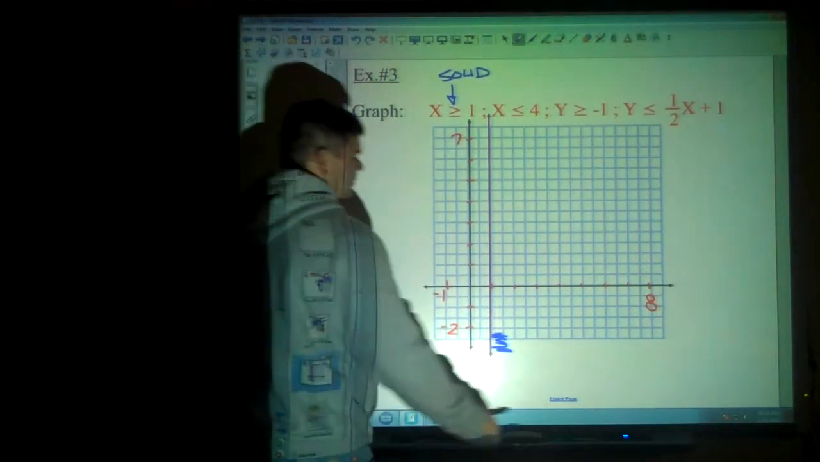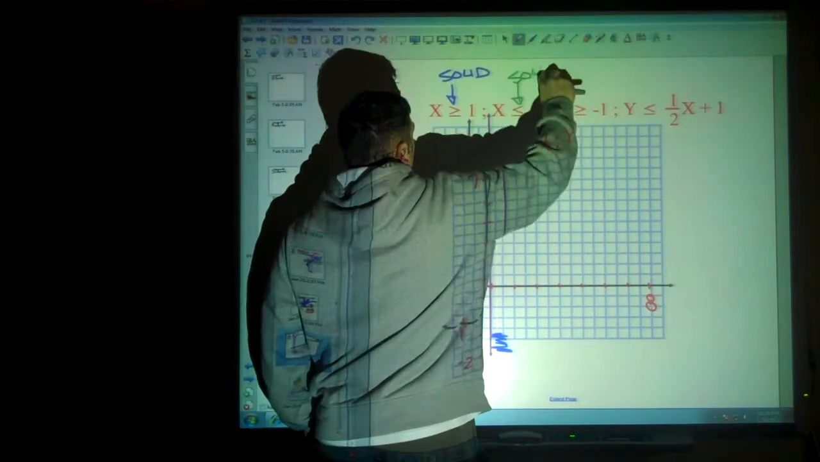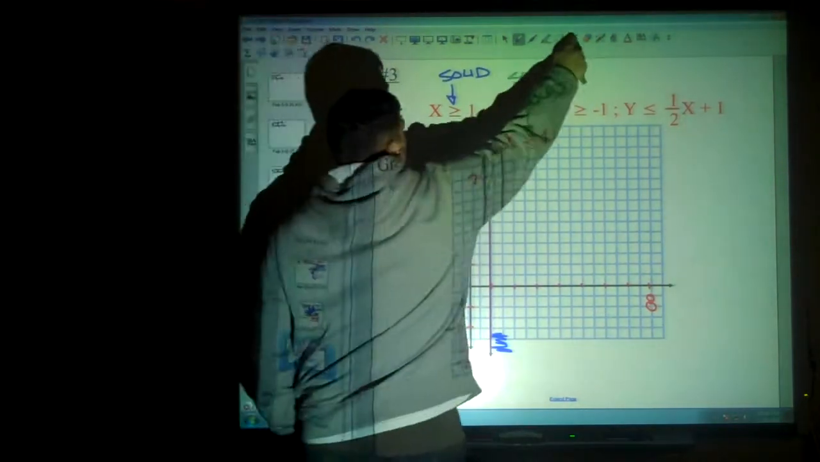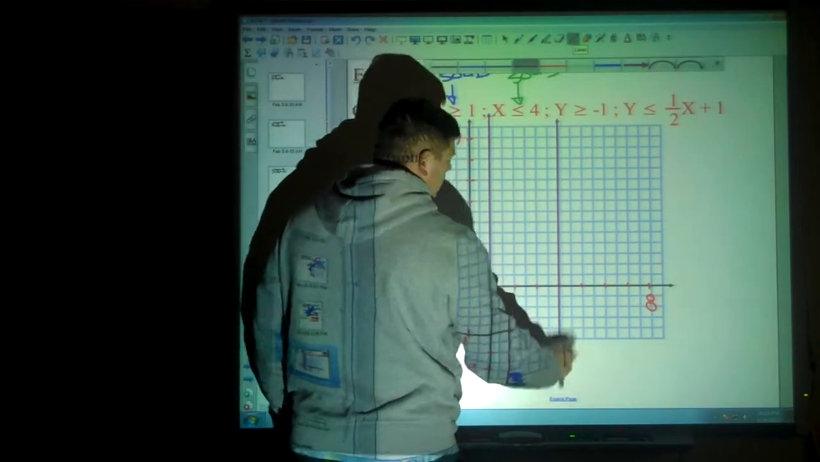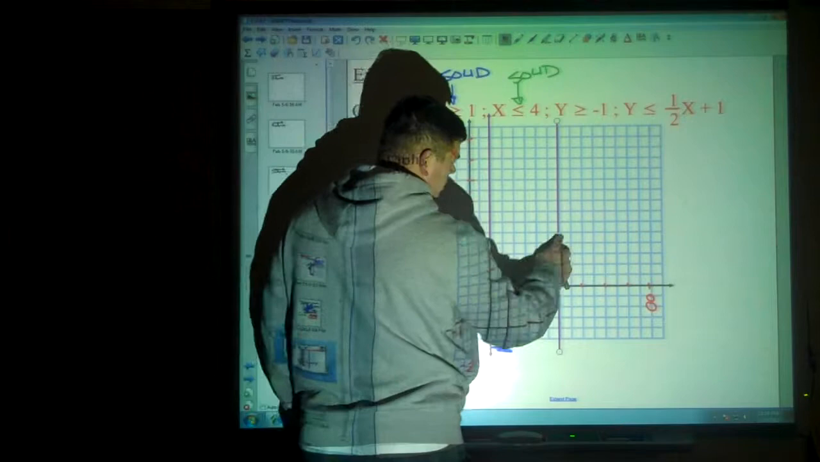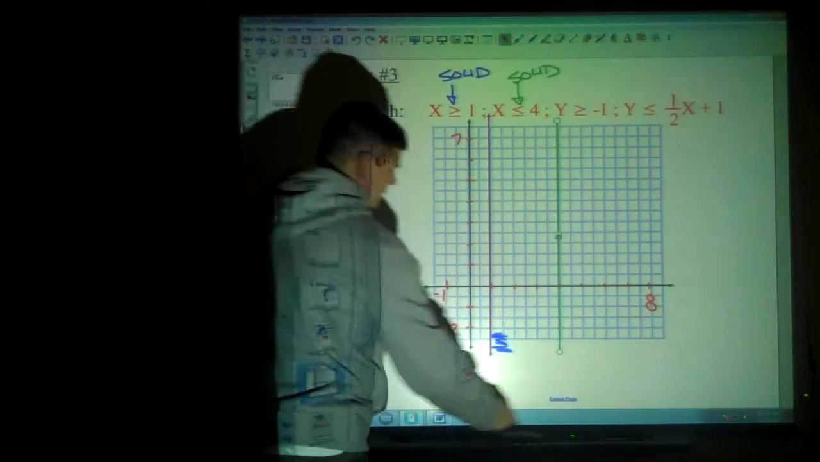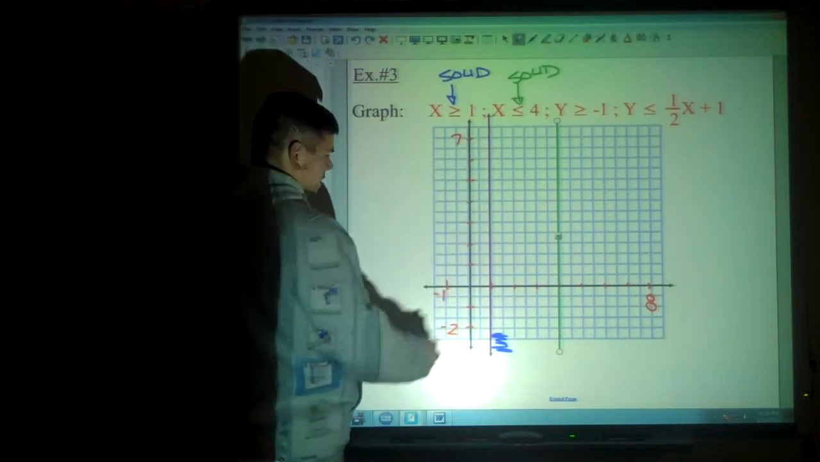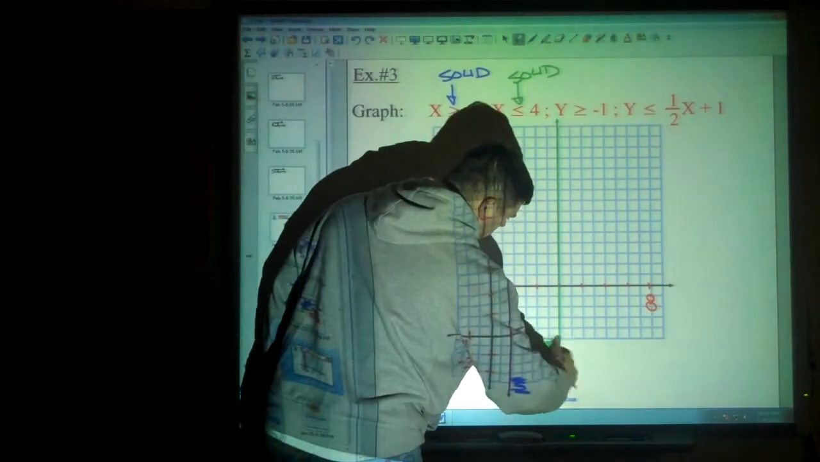There's my toothbrush. The next one is also solid, and it's another vertical line, but this time at 4. So I go out 1, 2, 3, 4, and I'll change this to green. Okay, test (0, 0), or 0 out. Is 0 less than or equal to 4? The answer to that is yes, which means 0 works. It's on this side. So we shade this way.